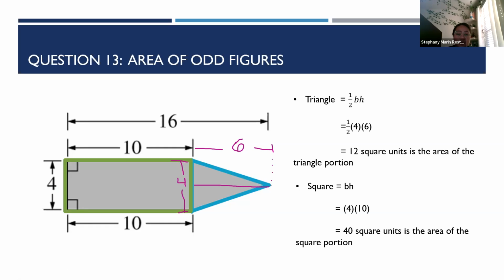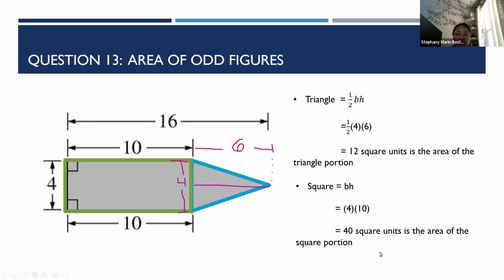Okay, so we further split up the odd shape to find out the base and the height, specifically of the triangle. We see that the base of the triangle continues to be 4, but the height of the triangle would be 16 minus 10, to give us 6. We plug those numbers into our formula for a triangle, and we get half times 4 times 6, which gives us 12 square units for the area of the triangle.